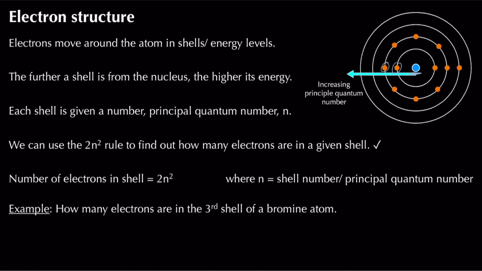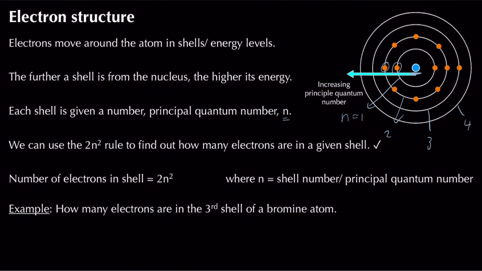Now at A level, we might also refer to the shell number as the principal quantum number, normally given the symbol n. If we're dealing with the first shell, the principal quantum number is n equals 1. The second shell is 2, the third shell is 3, and then the fourth shell is 4.